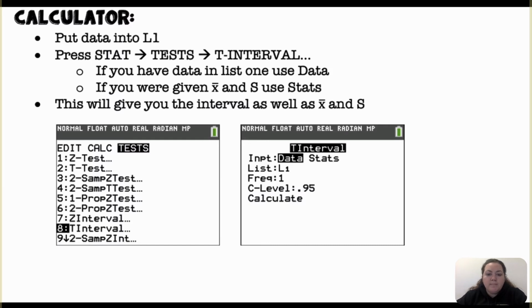You're going to press stat, test, and do a t-interval. If you have the data in list 1, then use data. If you're given x bar and s, then you're going to choose stats. So when you go into t-interval, you have two options, either data or stats. If you have a list of data, you pick data. If you have just the statistics, you pick stats. And then this will give you the interval as well as x bar and s.